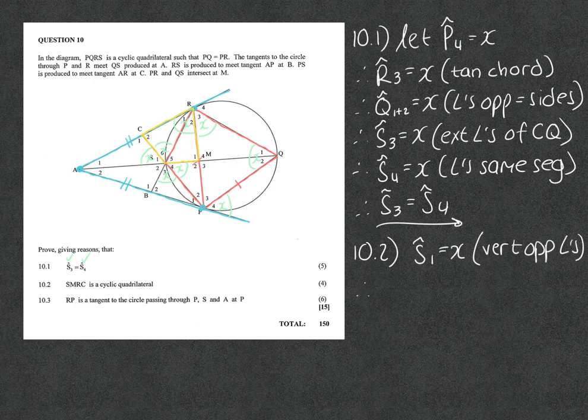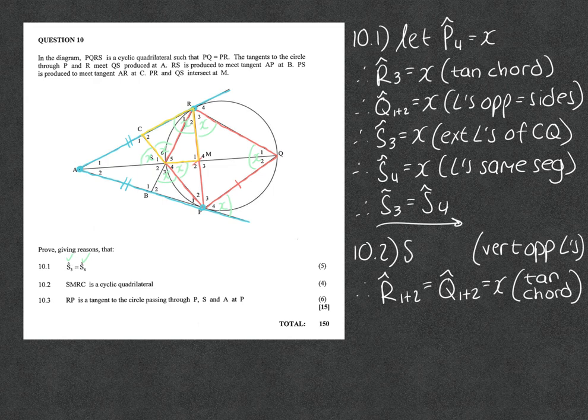Therefore R1 plus 2 is equal to x. Reason, or we can say R1 is equal to Q1 plus 2, which equals x. Reason, tan chord. Okay, so rather also stated here, S1 equals S4, which equals x. Okay, vertically opposite angles. Therefore, S1 equals R1 plus 2.